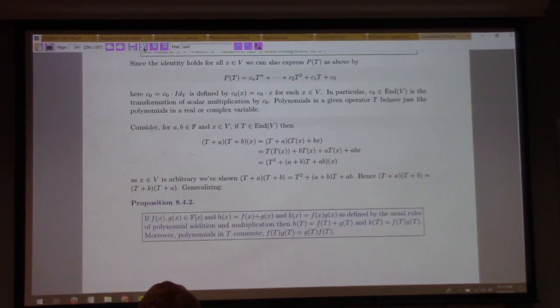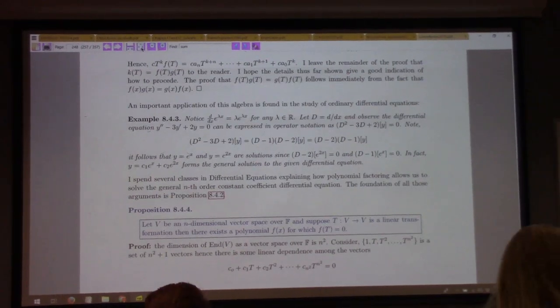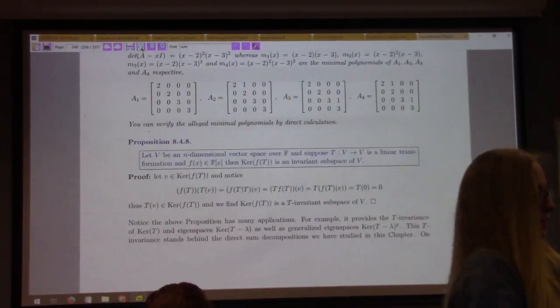Ooh, polynomials and operators. That is this. You can tread lightly on this section. This section's got some hard stuff in it.